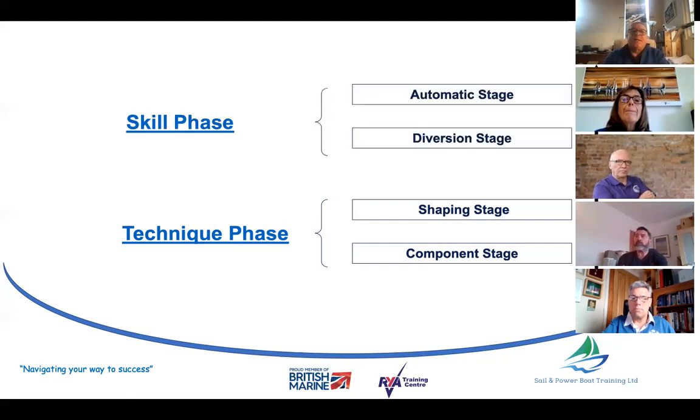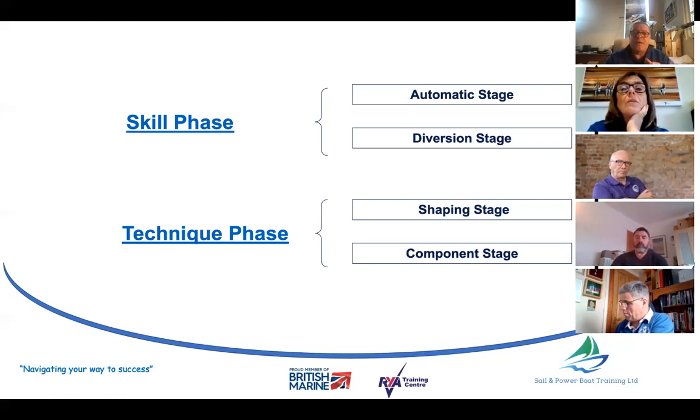The skill phase is, if you're doing tacking, for example, and you've got that same student, you've taken them through the component stage, you've got the shaping stage. The diversion stage is when they're going up, so you're coming near the entrance to the River Hamble, because most of you guys are South Coast, and there's a powerboat coming towards you who clearly isn't quite sure what its plans are, and you get them to tack quite quickly. That's creating a diversion.